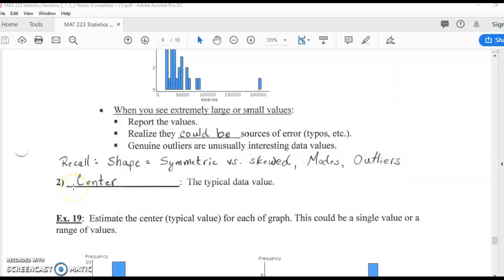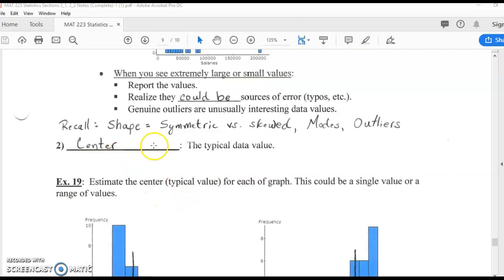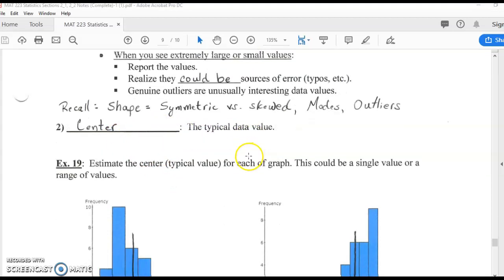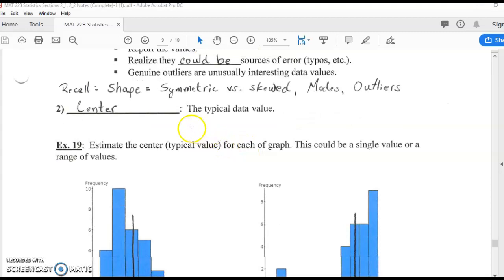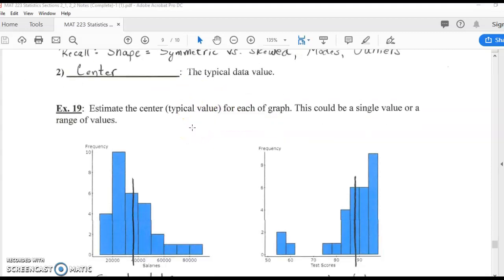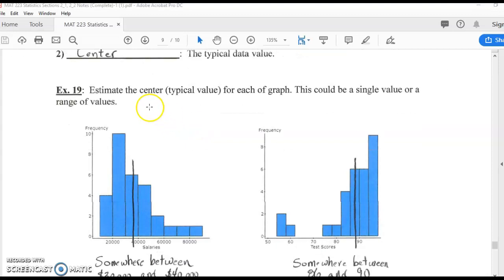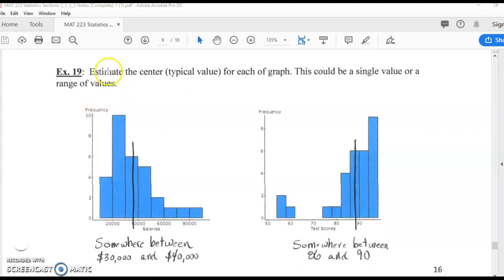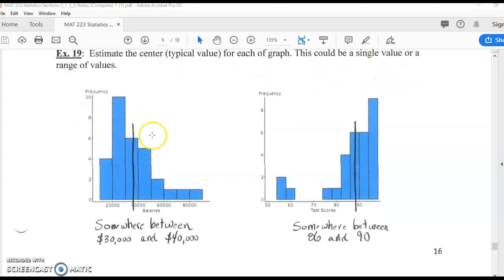Okay, so now we want to look at center, the second thing we want to summarize when we're looking at numerical distributions. Center just means the typical value. For the most part, when you're looking at histograms, you just think about a balance point. Where is the histogram balancing? So in this example, we want to estimate the center, the typical value, for each of these graphs. This could be a single value or a range of values.